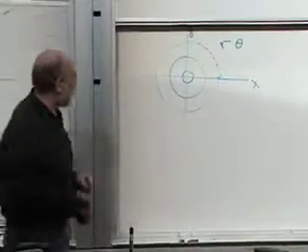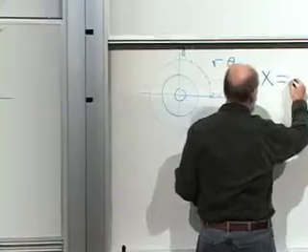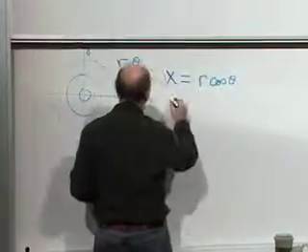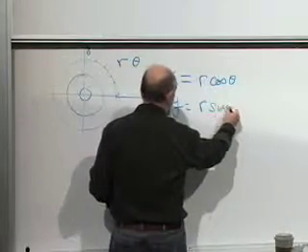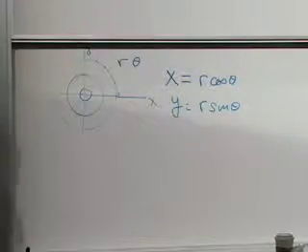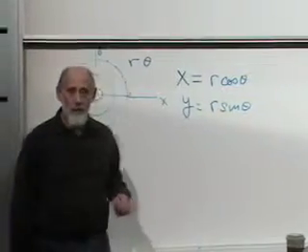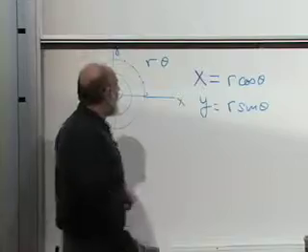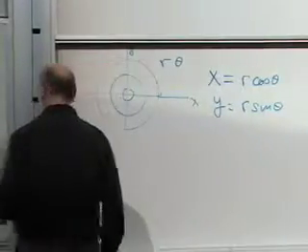Okay. What's the connection between x, y, r, and theta? I think we've done this more than once. x is r cosine theta, and y is r sine theta. And notice that x squared plus y squared equals r squared. That's because cosine squared plus sine squared equals 1. Okay? What's the relationship over here?